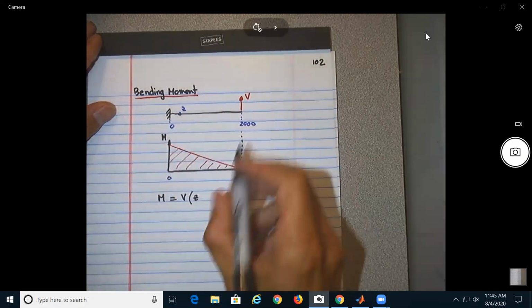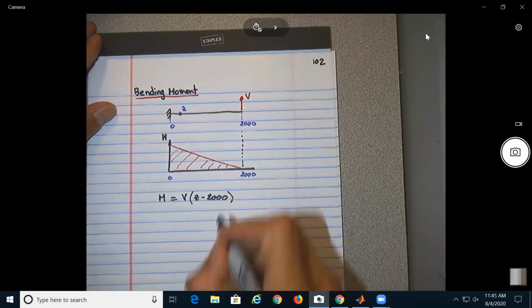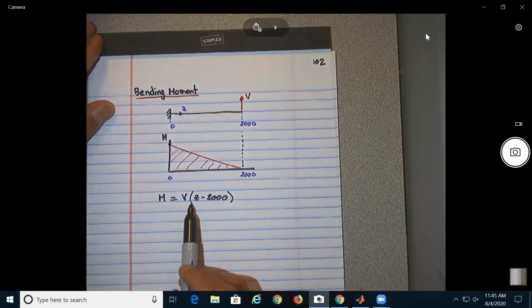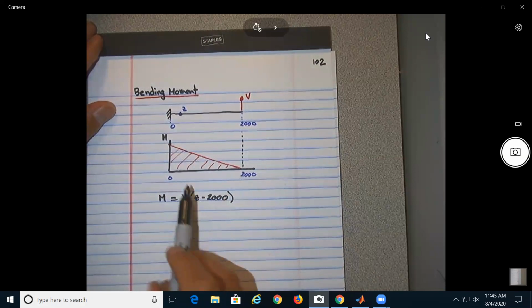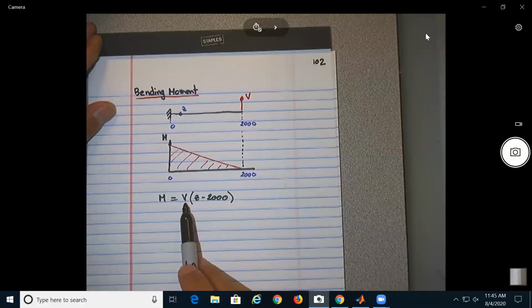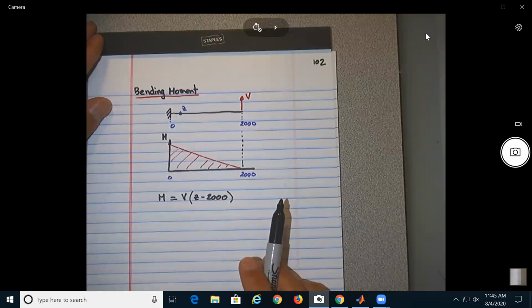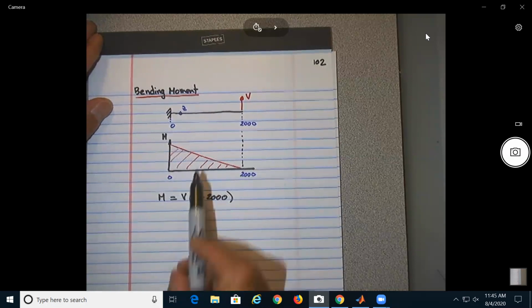Z, because this is the length, minus 2000. So this will mean that when Z is equal to 0, the bending moment will be equal to Vz, no? Will be equal to V times 2000, correct? Which is the value of the moment. Yeah? And as we move, this one will go down to 0. Okay? So this is basically the equation of this line.